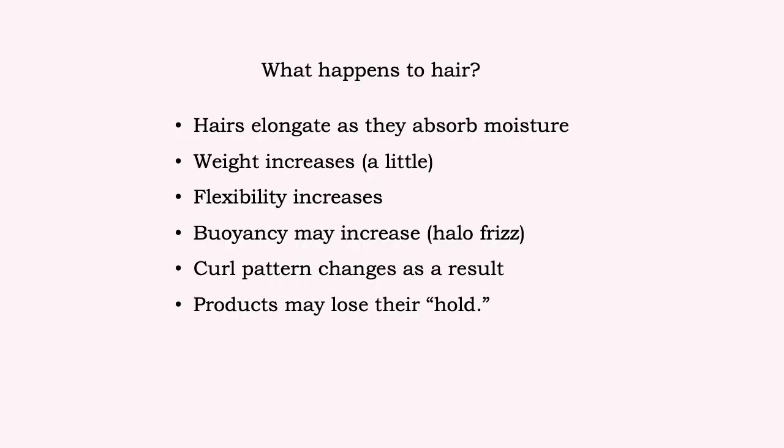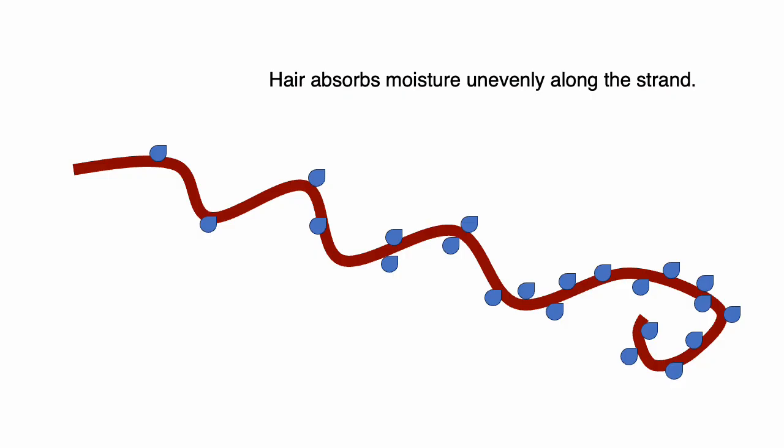And what happens as a result? Hairs elongate just a little bit as they absorb moisture. The weight increases a little, the flexibility increases, the buoyancy may increase. You get that halo frizz as your hairs reach for the sky. Curl pattern may change as a result. Products lose their hold.